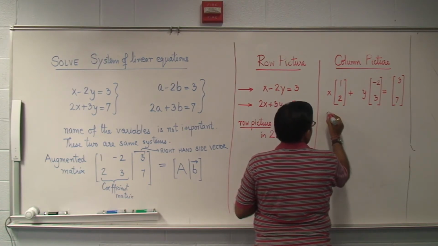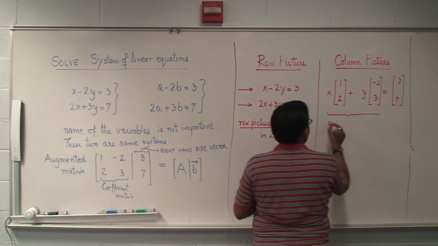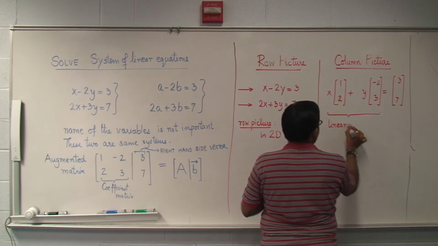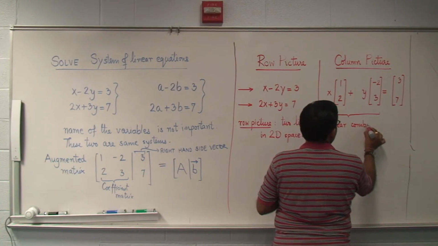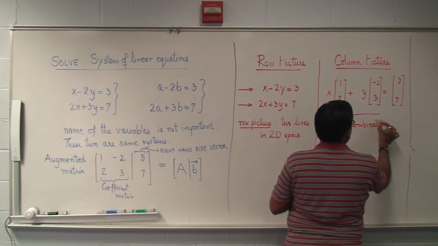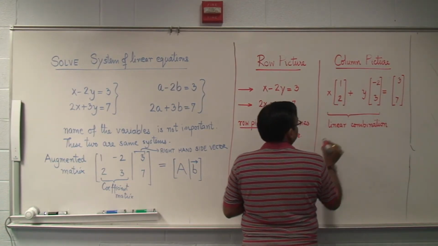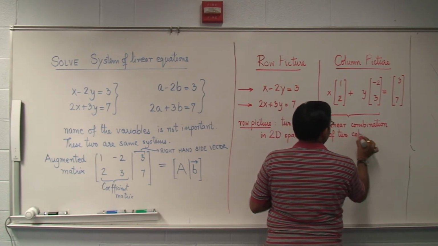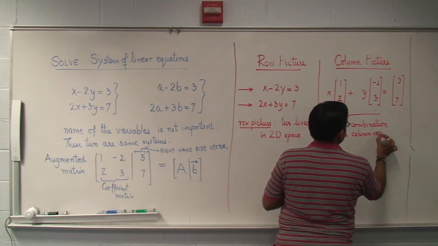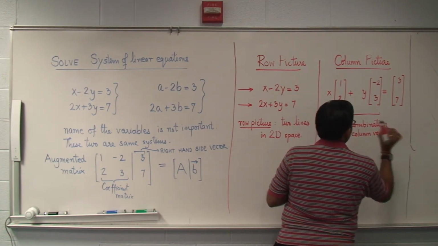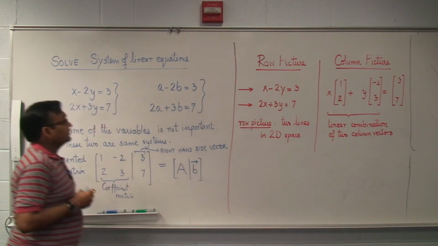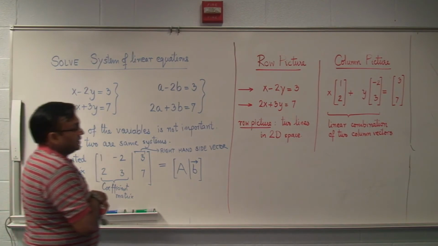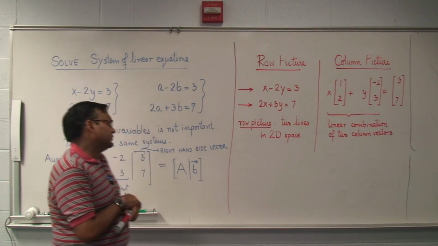If you look at this left hand side, it is a linear combination. This word might be a little new for us, but we will have it so many times that after a while it will become second nature. It's a linear combination of 2 column vectors. I'm assuming you are familiar with row vectors and column vectors from multivariable calculus. So it's a linear combination of 2 column vectors. So what does this tell me?